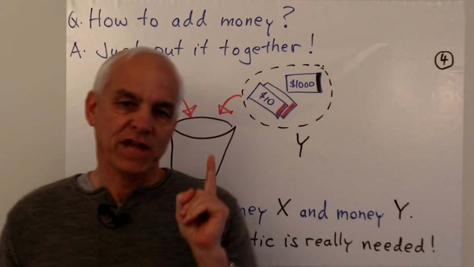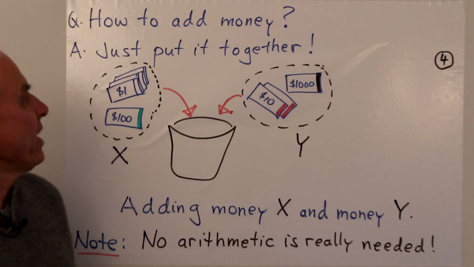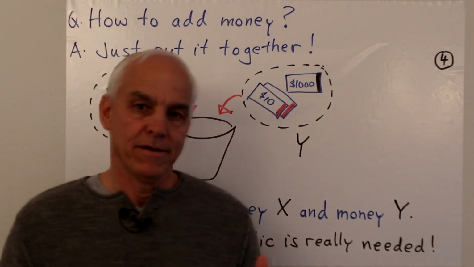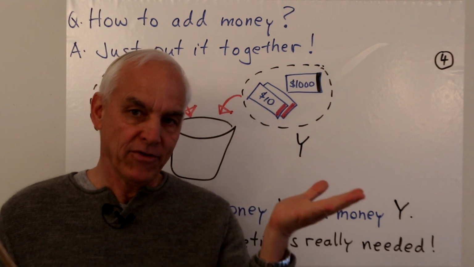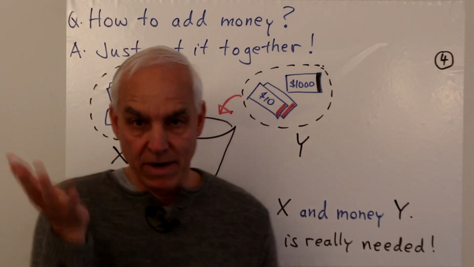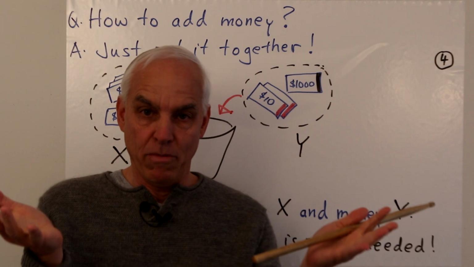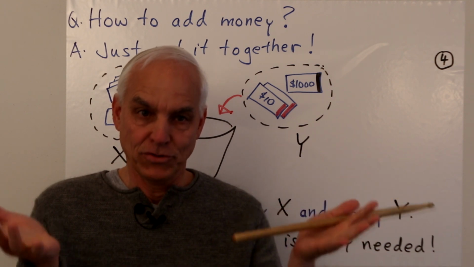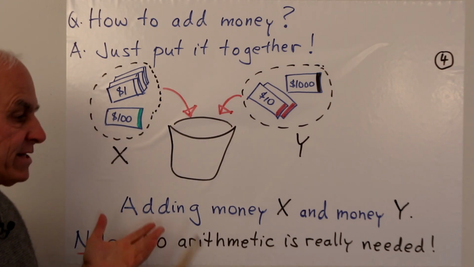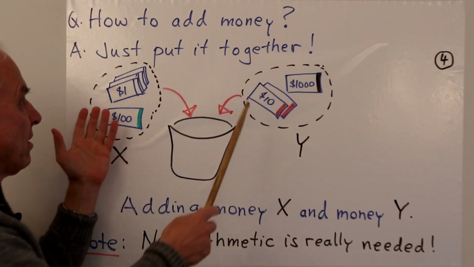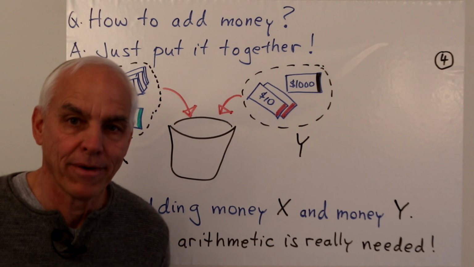So to try to appreciate this, let's ask the following simple question. How do we actually add money? If I have a bunch of money in this hand, and I have a bunch of money in this hand, how do I actually go about adding those two sums of money? Well, the answer is surprisingly simple. We just put the money together.